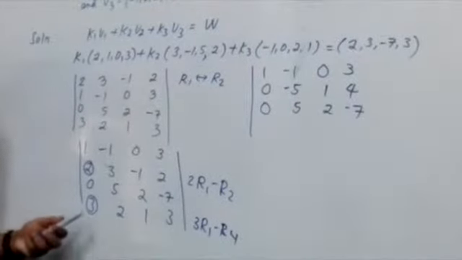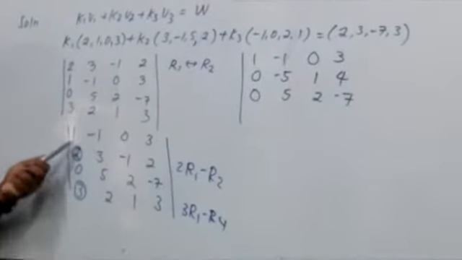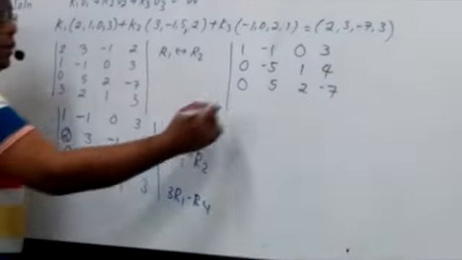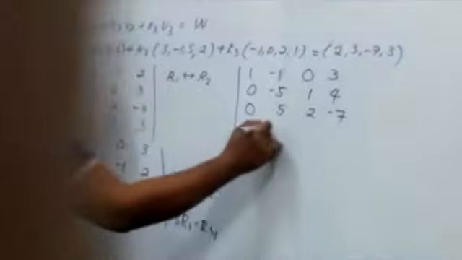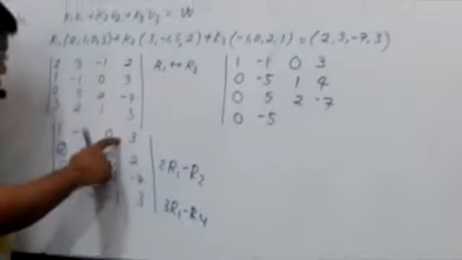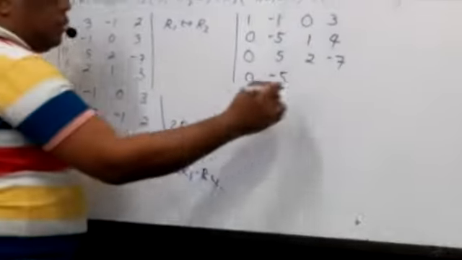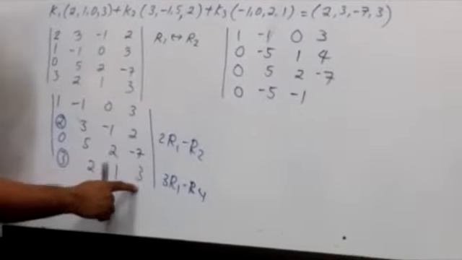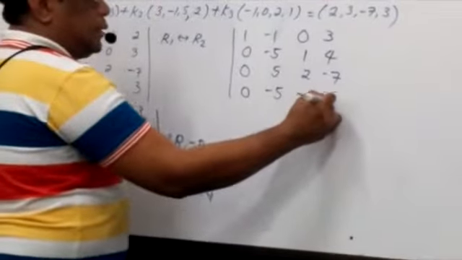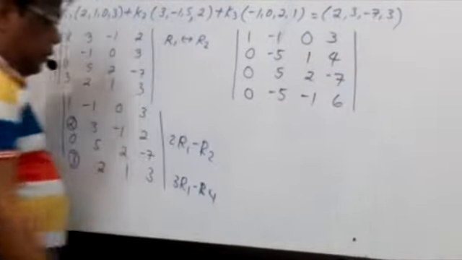Then we go down to the fourth row. So we have 3 times 1, 3 minus 3, 0. 3 times -1, -3 minus 2, -5. 3 times 0, 0 minus 1, -1. Then 3 times 3, 9, minus 3, that is 6. Okay?